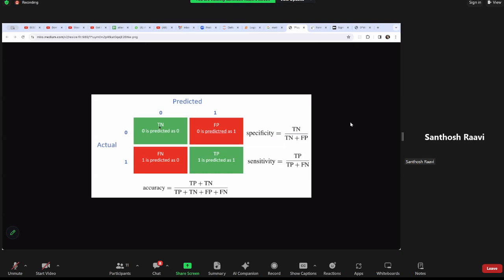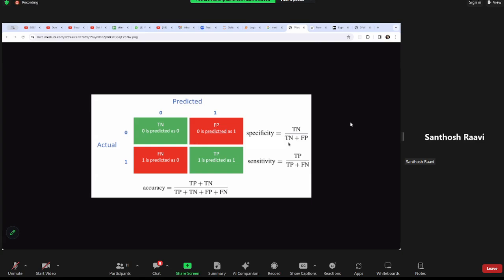Based on this confusion matrix, we will calculate the accuracy. Accuracy is nothing but the sum of correctly predicted divided by the total sum of all the predictions. Sum of correctly predicted means true negatives and true positives. See, TP plus TN divided by the sum of all the predictions. So that is the accuracy.